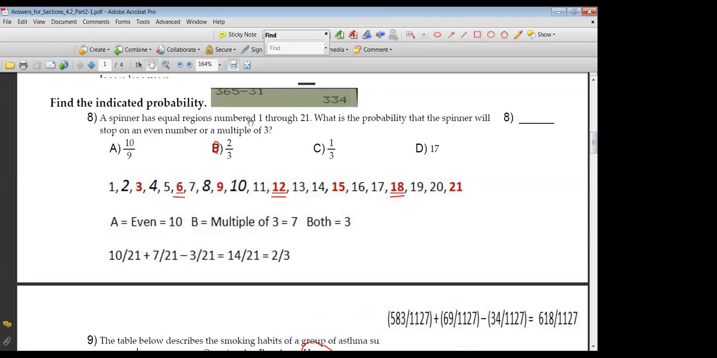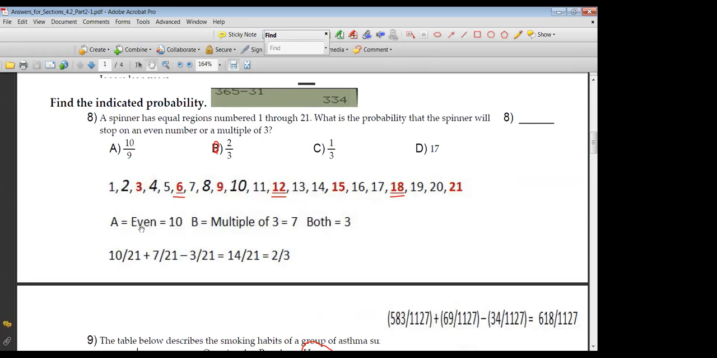Here, I got a spinner with numbers 1 through 21. So I actually listed those numbers out. What's the probability that the spinner will stop on an even number or a multiple of 3? Well, the minute I see it, it's an OR problem. I know I'm adding. And I'll put these in order. The multiplication ones, the AND problems, will come in one group and the OR problems will come after that. I don't mix them up to try and make it hard for you.